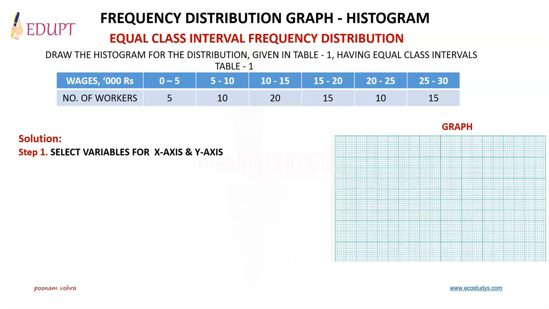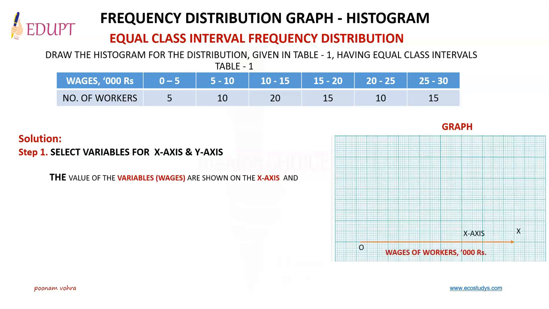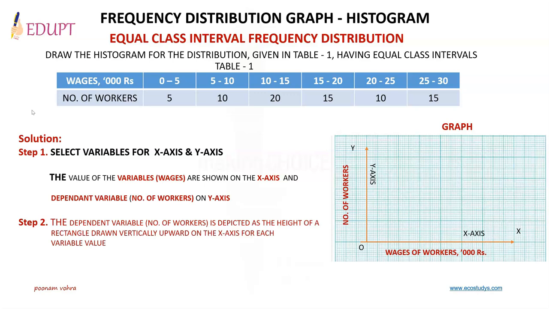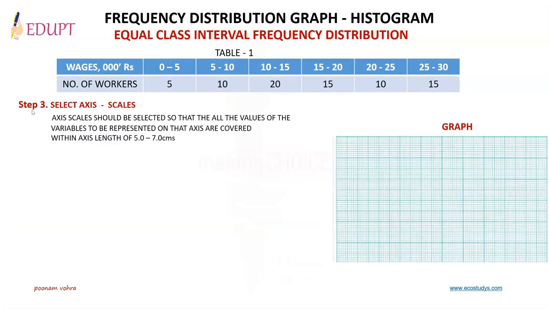So first step is to select the variables for x and y axis. The value of variables, that is wages, will be shown on x axis, which is independent variable, and number of workers, dependent variable, will be on y axis. The dependent variable is depicted as the height of the rectangle drawn vertically upwards on the x axis for each variable value. Then third step is that you need to select the scales of both the axes.